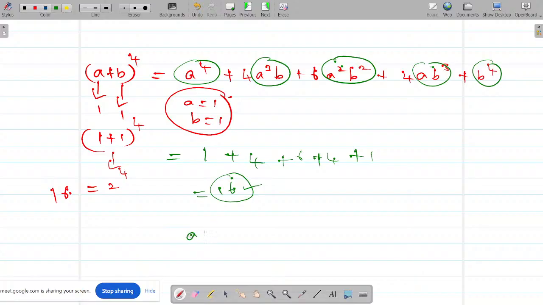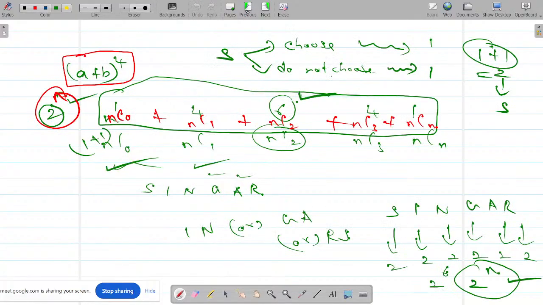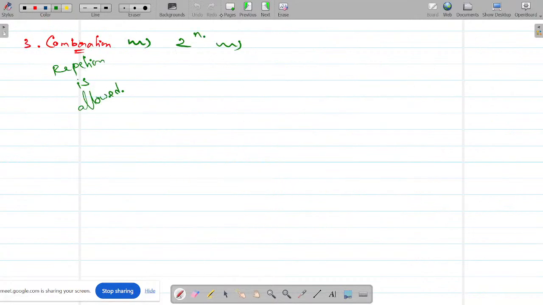So this (a plus b) power 4, if we take a equals 1 and b equals 1, that's nothing but 2 power 4. So combination is nothing but 2 power n, where repetition is allowed. You need not write all these stories, directly you come here. How can I write this 2 power n now? NC0 plus NC1 plus, last will be NCN.